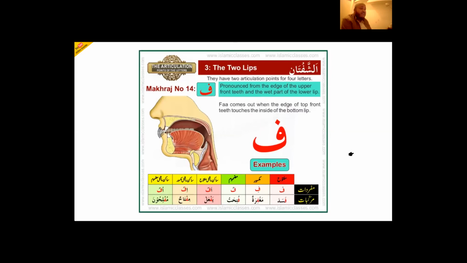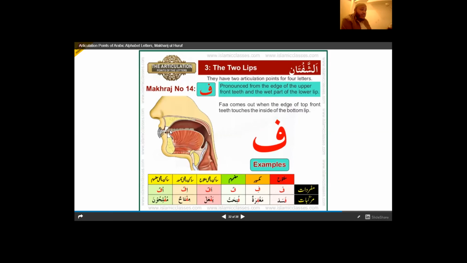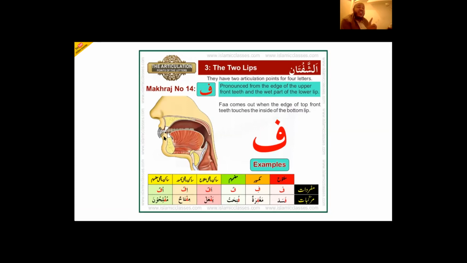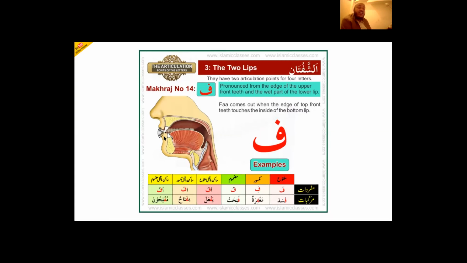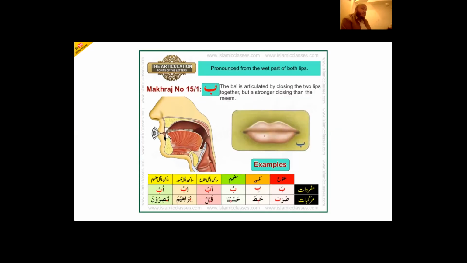Leaving us with the simple ones. Fa. If you see the teeth here, it's biting onto the bottom part of the lips. It's not tha. Letter tha and letter fa are completely different. Tha is very light. Letter fa is emphasized. You're biting the bottom part of your lips. That's where it's coming from. Then this is the lips now. Ba.